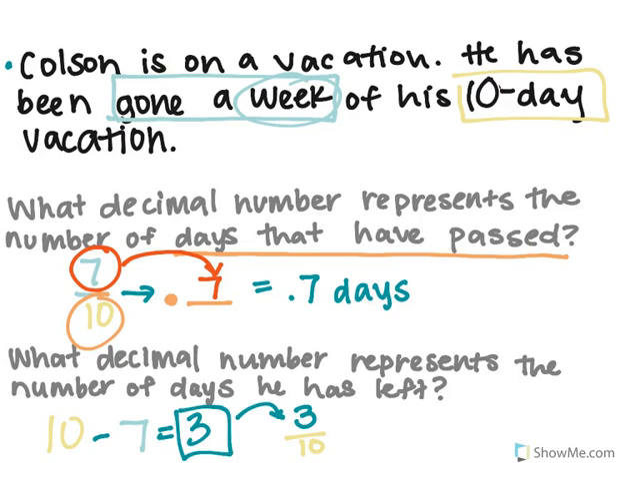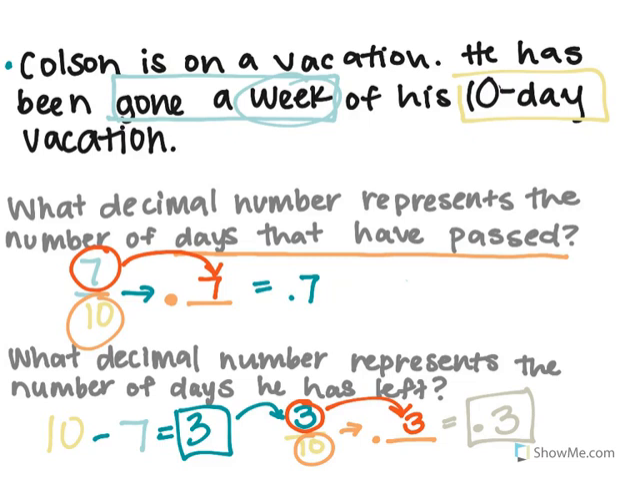So to turn this into a decimal, I realize this is the tenths place, so I put 1 line for tenths. And I have this many days left, so I put it on top. So my final answer would be 0.3. That is 3/10 of his vacation left. And this would actually be not days, it would be of his vacation.